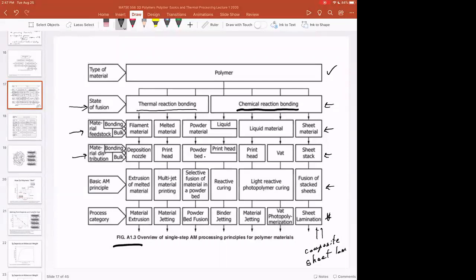So the answer is yes. What we're not going to talk about is the particles necessarily. So we're not going to talk about ceramic particles versus metal particles versus polymer particles in binder jetting, but we will talk about the polymer characteristics that you need to think about in order to glue those particles together.